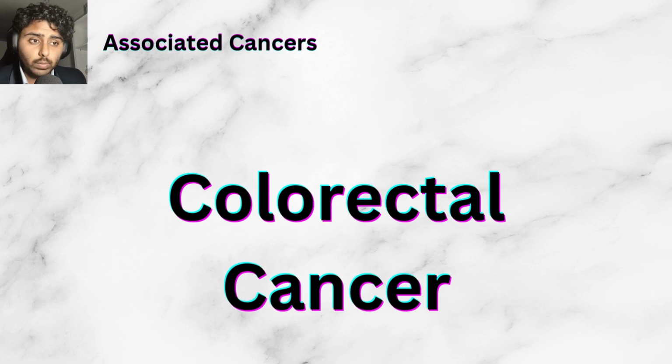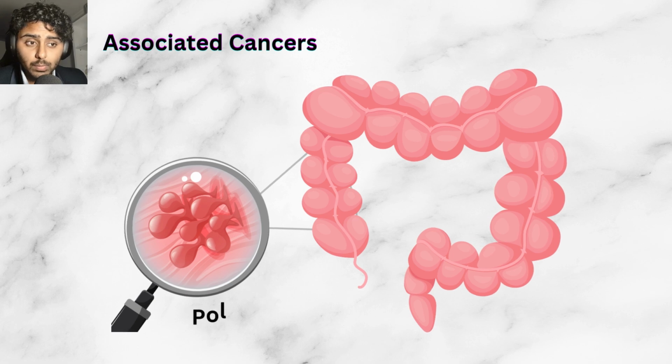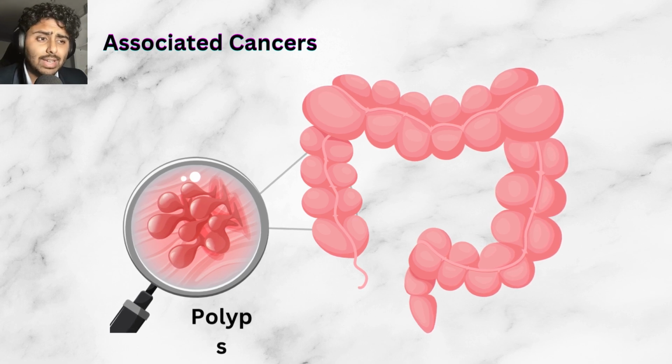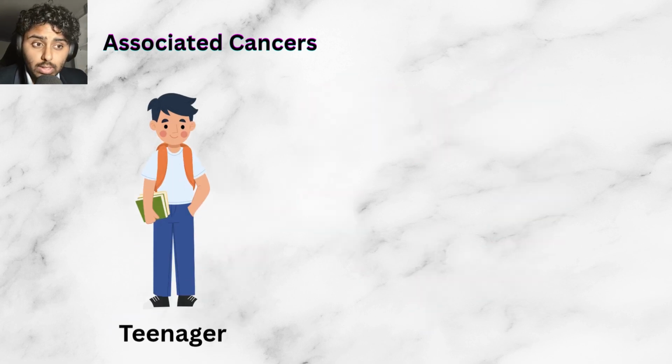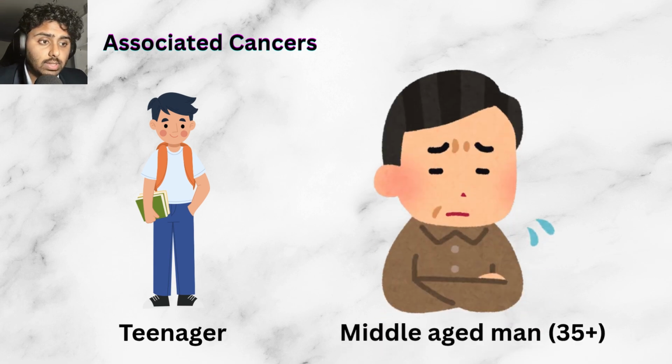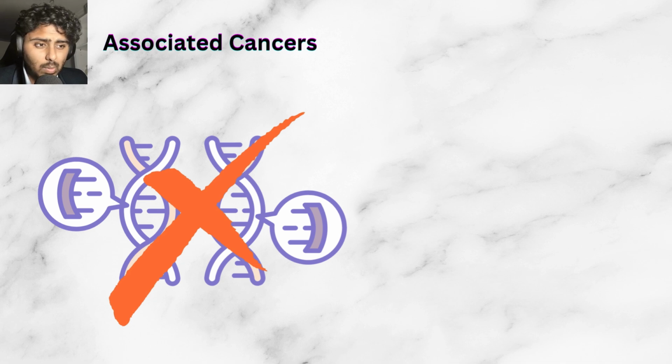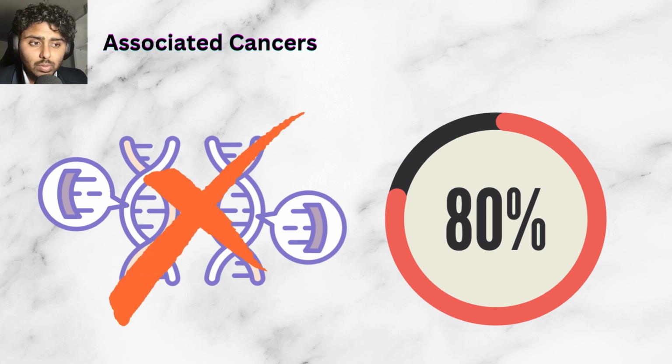The cancer most strongly linked to APC mutations is colorectal cancer. In familial adenomatous polyposis, or FAP, hundreds to thousands of adenomatous polyps form in the colon and the rectum, often starting in the teenage years. If not managed correctly, nearly all FAP patients develop colorectal cancer by middle age. Even in sporadic cases where no inherited mutation is present, APC is mutated in 80% of colorectal tumors, highlighting its central role in tumor initiation.